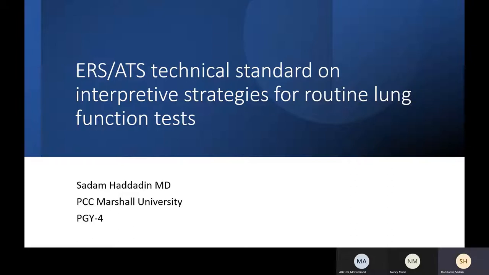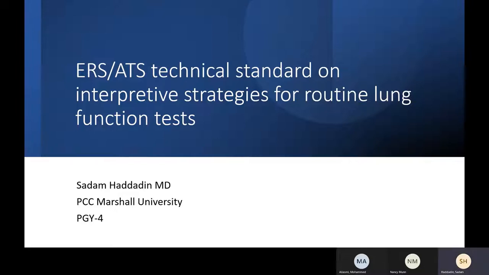So the pulmonary function test has three parts, as you know, guys: spirometry, diffusion capacity, and lung volume. The major difference we start with between the ATS 2005 and the new one is the database. So it's the population we are comparing to. In the 2005 ATS ERS, they used the NHANES III survey for the patients, but the new one uses the GLI.